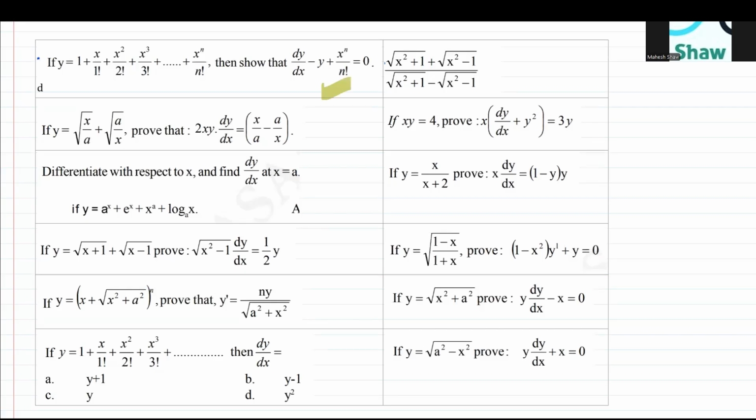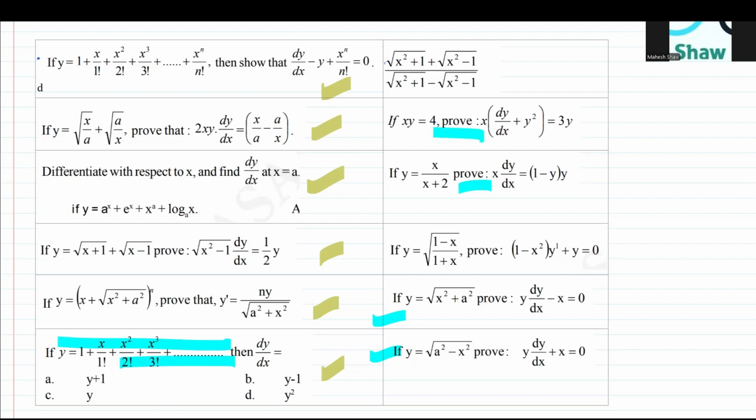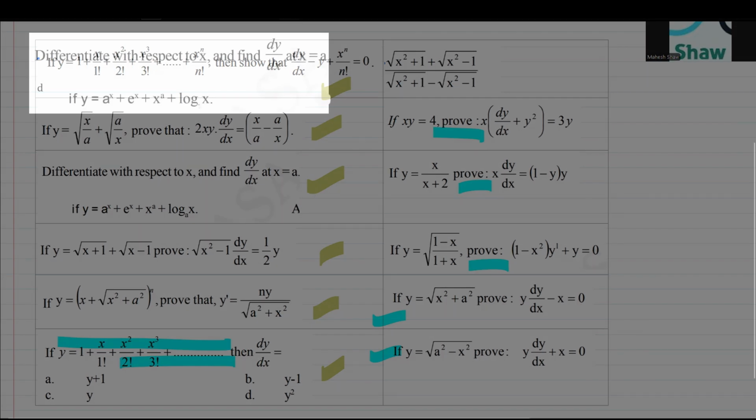In this video, we are going to find the derivatives of 12 questions, including one MCQ. I can see that two of these questions are very similar, so I'll be solving one of them, including questions of proving. So let's begin with the first one. The question here is to differentiate with respect to x.